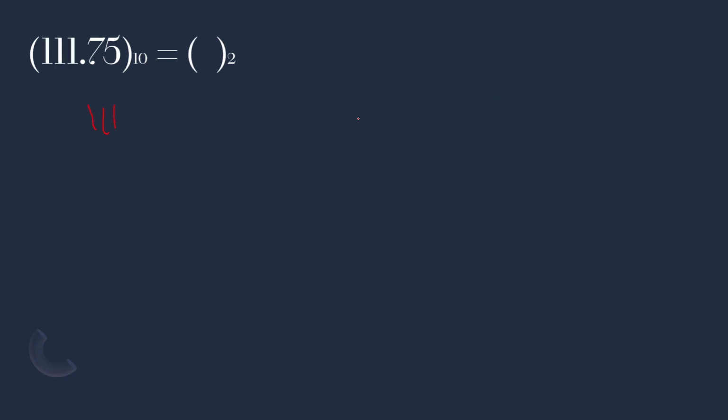We have 111.75. Now let's figure it out. What's the highest one? 64 plus 32. What is that? 96 so far. So we need 15. We can add 8 plus 4 plus 2 and plus 1. So 12, 15.